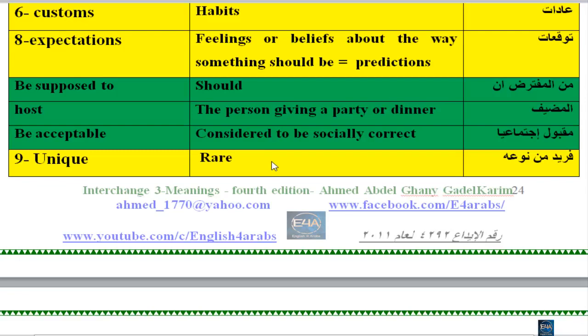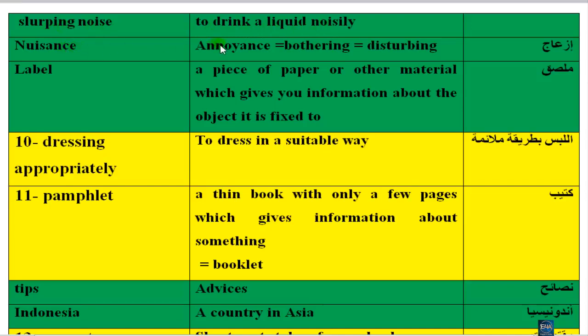Slurping noise, to drink a liquid noisily. Nuisance, annoyance, bothering, disturbing. Label, a piece of paper or other material which gives you information about the object it's fixed to. So we can say a label is a piece of paper which gives information.